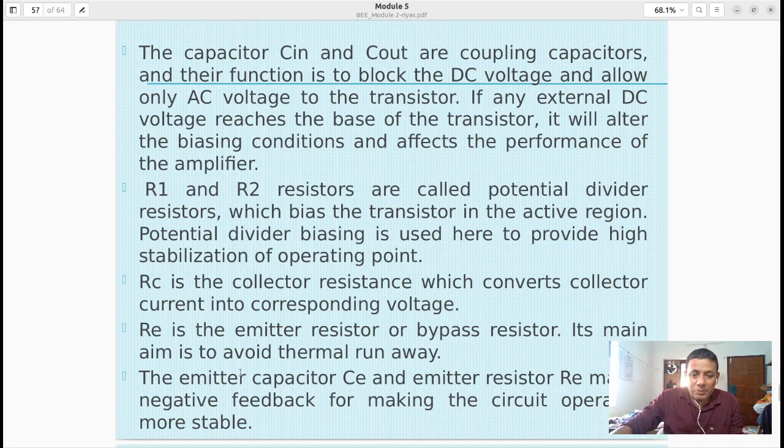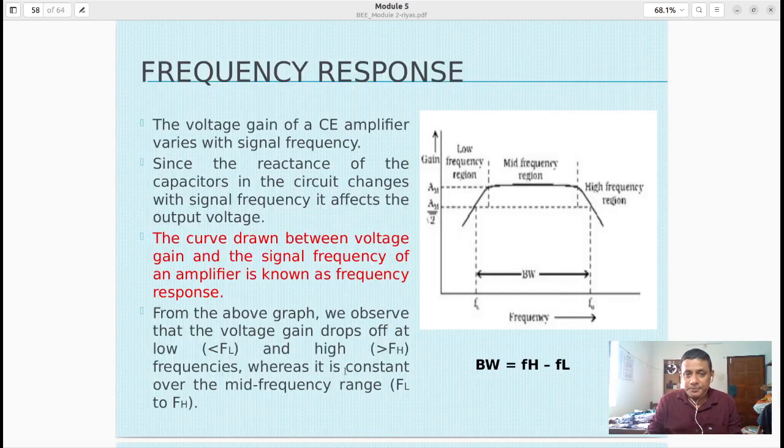And emitter capacitor CE and emitter resistor RE make negative feedback for making the circuit operation more stable. That is, RE will provide negative feedback and CE will remove the negative feedback for the AC. Actually, RE will provide the negative feedback for both AC as well as DC, but we do not want negative feedback for AC. So, we are bypassing that AC through CE. So, that is the functioning of RE and CE.